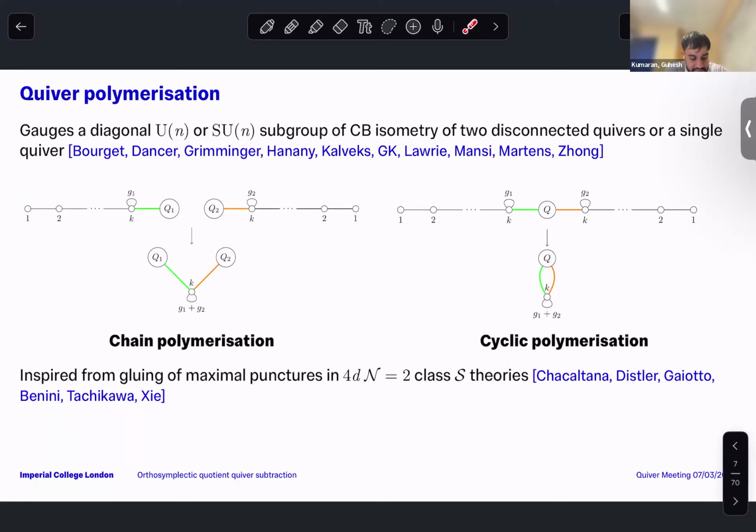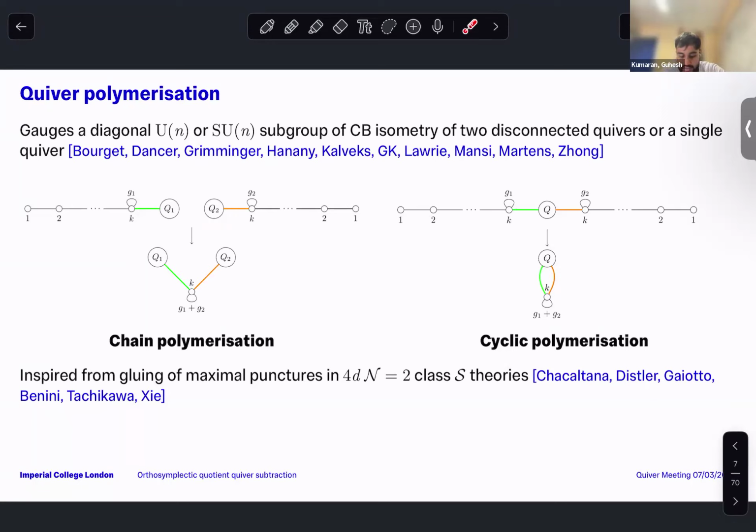So here we have what I call chain polymerization, where I take two quivers with gauge nodes 1 up to K, connected in some way. That's what the green line means, to some quiver which could be anything. Another quiver Q2, which is connected in some way to this other leg of 1 up to K. And when I gauge them, I do an SU(K) gauging of the diagonal symmetry here.